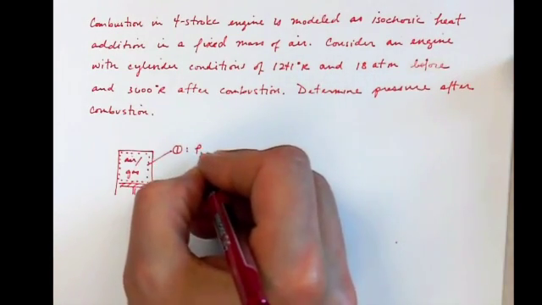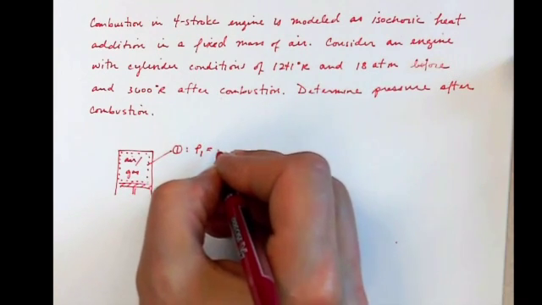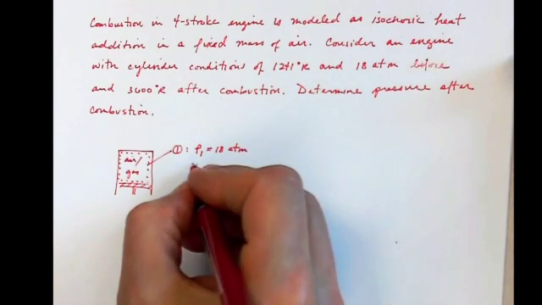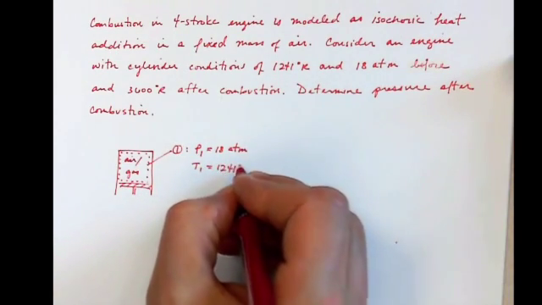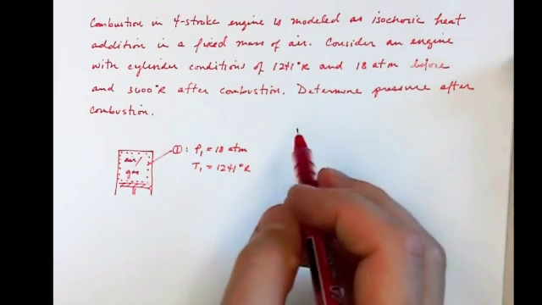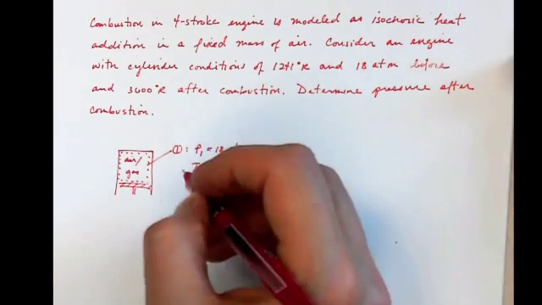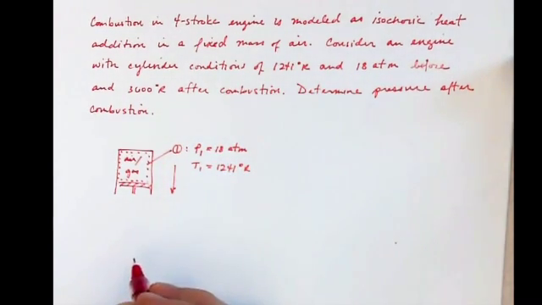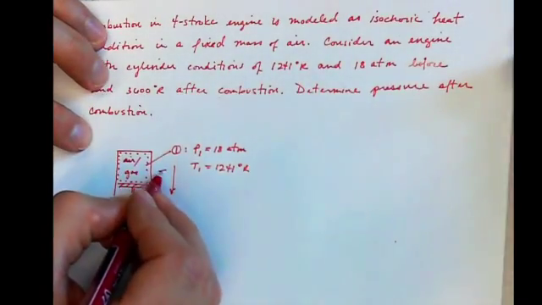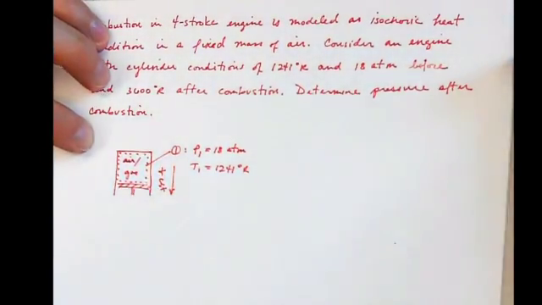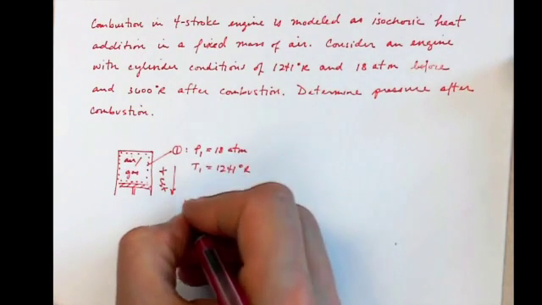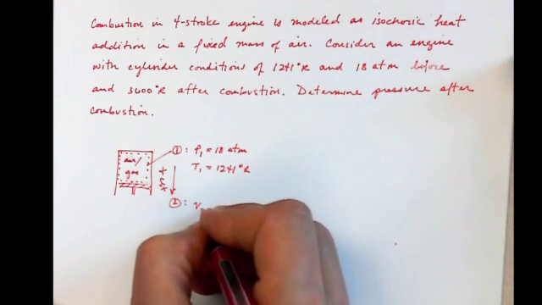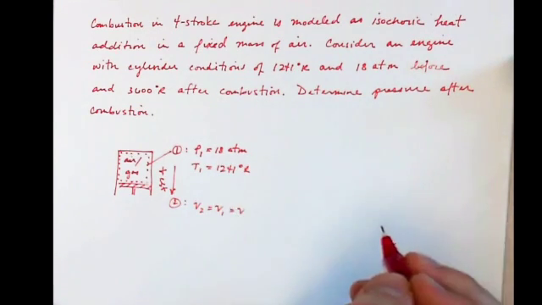Just to mix it up a little bit, we have a pressure that's given to us of 18 atmospheres, and we have a temperature that's given to us in degrees Rankine, 1241 degrees Rankine. And we now have a constant volume process, so this will be, I believe, the second time we've seen this. So V is a constant here. And that means that at state 2, the volume is going to be the same as the volume at 1, which is just a single volume.